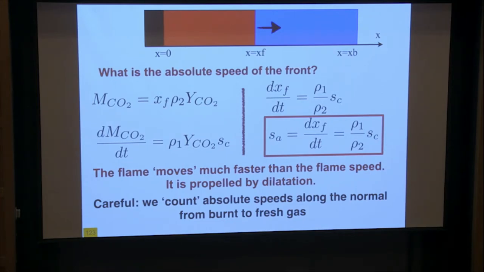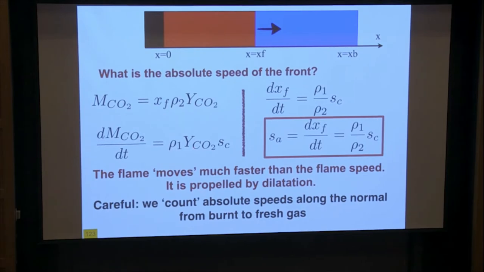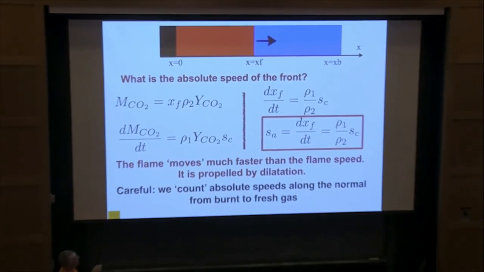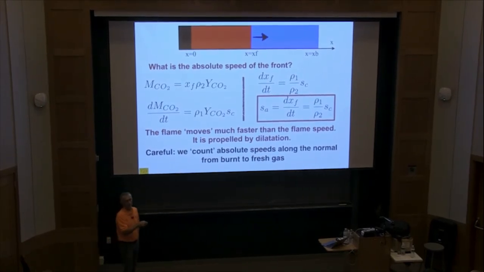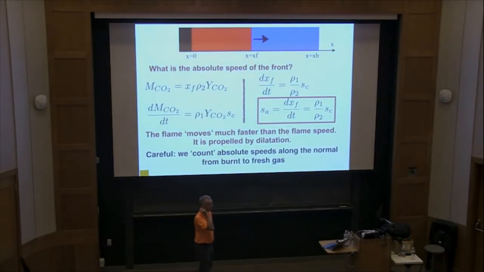It is the volume of this thing, which is XF multiplied by Rho2. Why CO2? How much of this CO2 is produced every second? We know that because we know the consumption speed. We know that at every instant, the mass of CO2 is produced by a flame front, which has this surface here, and which has a total flux of Rho1 SC multiplied by YCO2. You plug this one into this other one, and you find that the absolute speed of this point is not equal to SC. It's equal to SC multiplied by Rho1 over Rho2.